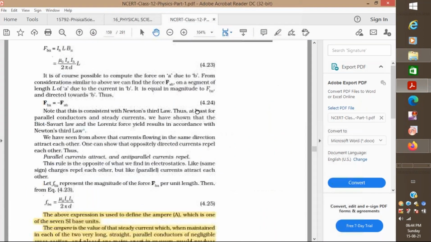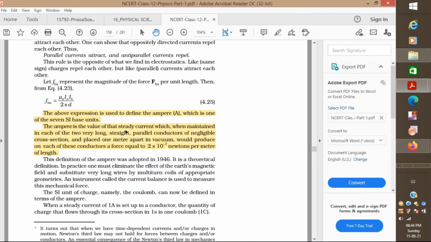So this one, ampere is the value of that steady current which, when maintained in each of two very long straight parallel conductors of negligible cross-section, placed 1 meter apart in vacuum, would produce on each of these conductors a force equal to 2 into 10 to the power -7 newton per meter of length. So this is the definition of ampere from this particular force.